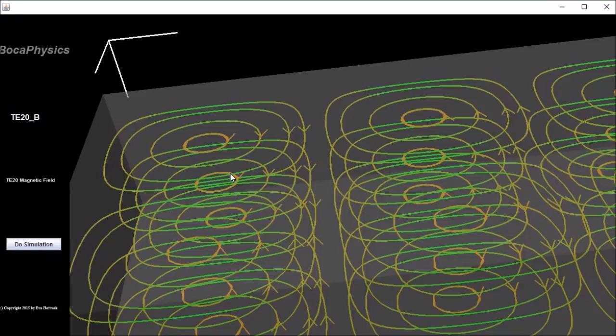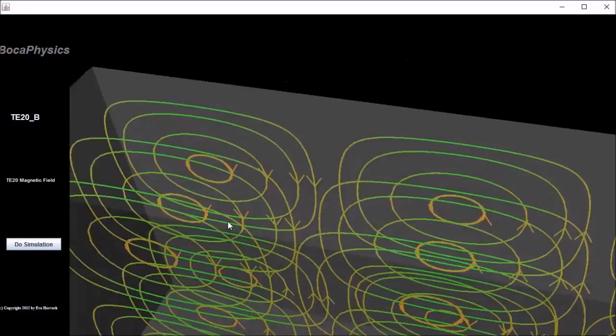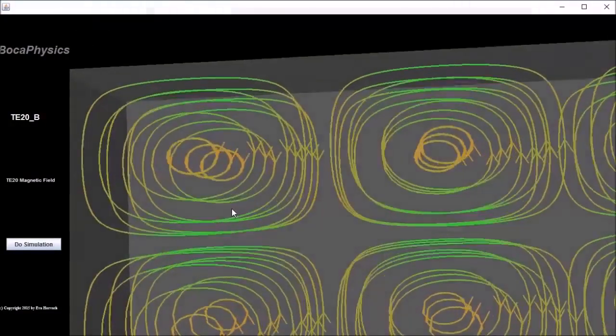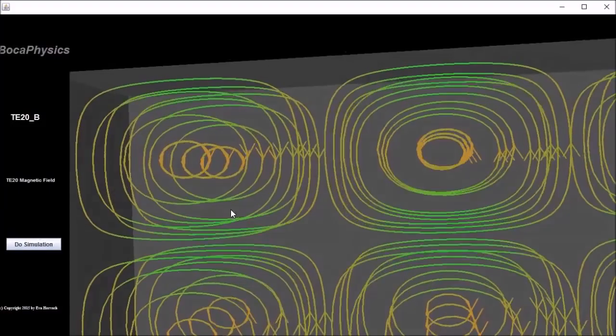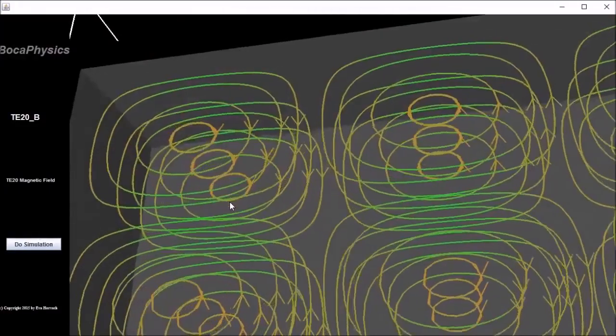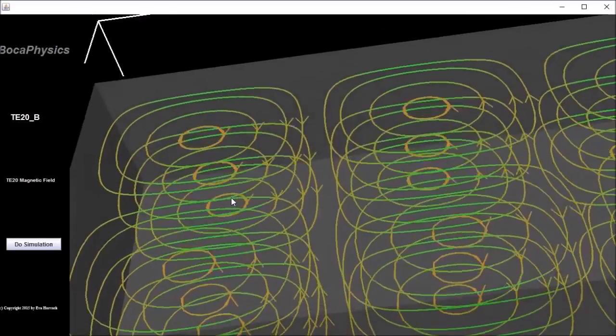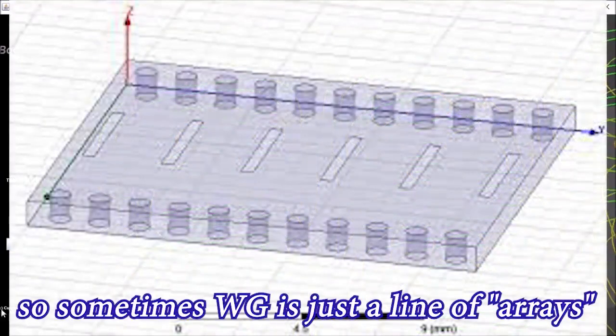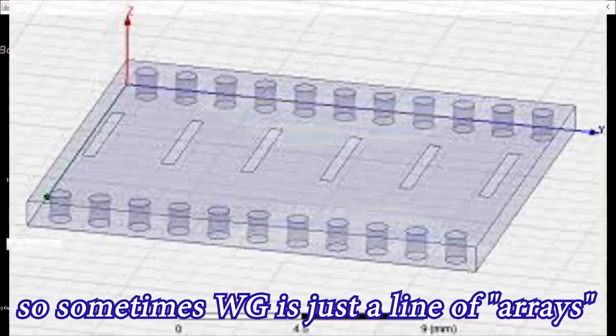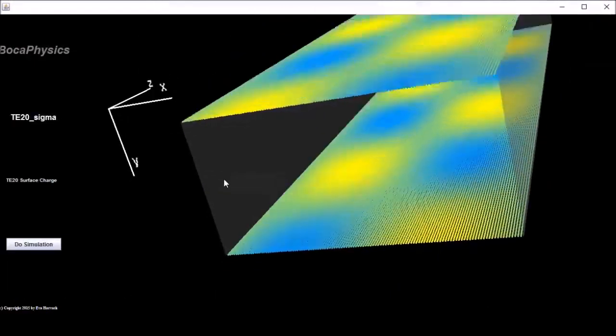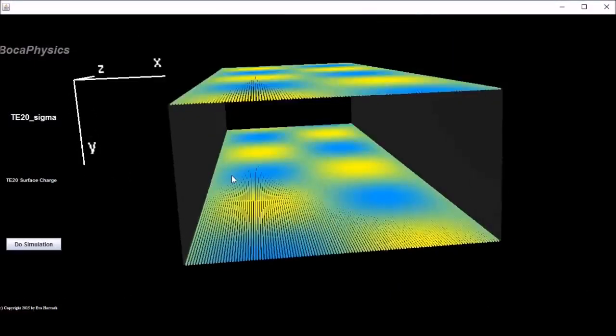And likewise, for the magnetic field lines, we see two sets of loops spanning the width of the waveguide. And once again, colors give an indication of the magnitude of the magnetic field. And we see here the charge density plotted, and as with the TE10 mode, no charge appears on the sides of the conductor.